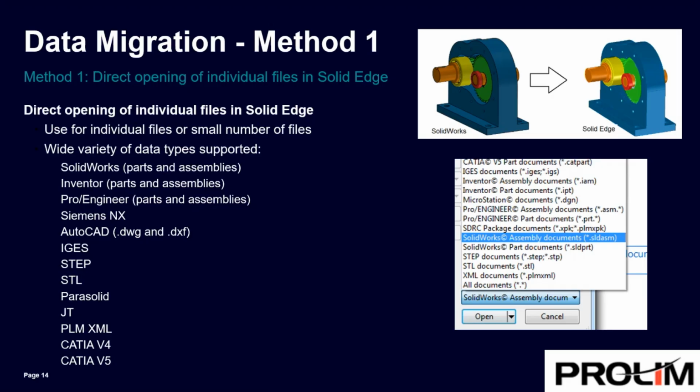The list goes on. We even have the ability to pull in CATIA V4, which is Parasolid, and CATIA V5, which I think was the version where they introduced the CGM kernel. So we even have some ability to open those files. We're just limited in what we can do with them when we bring them in using this method.